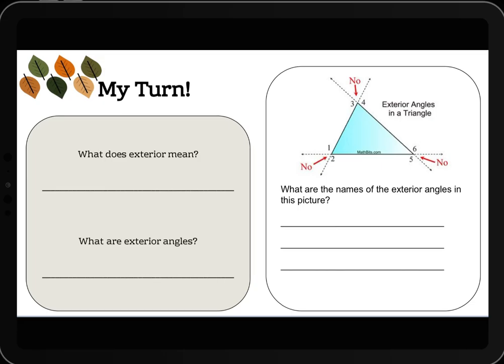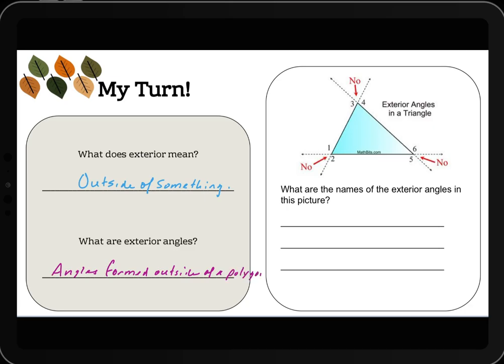So in this example, we have a triangle on the right, and we want to identify first what the word exterior means. One way that you could define it is it means outside of something. So you're outside of some object or something. But we want to put it in the context of our triangle here. So what are exterior angles? Well, exterior angles are angles that lie outside of, or are formed outside of, a polygon.